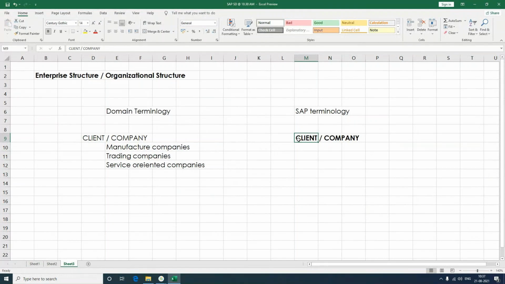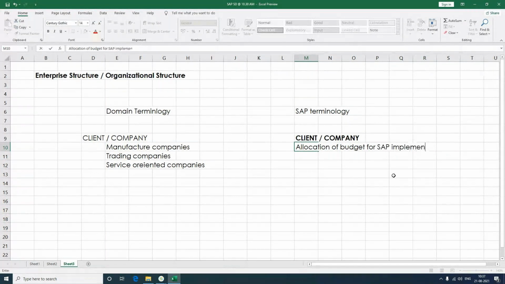So what exactly is the job role of a client, what do they do? They are the ones who will be allocating the budget for SAP implementation. How much amount needs to be spent on SAP, that figure is going to be provided by the client. Okay, and we are going to be doing the implementation according to their requirements.